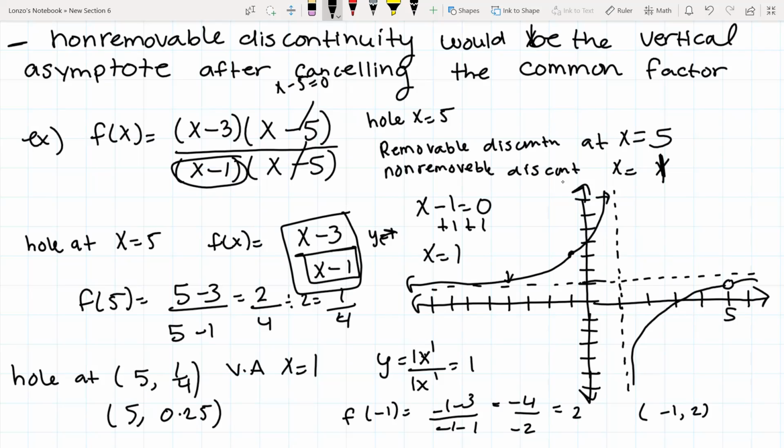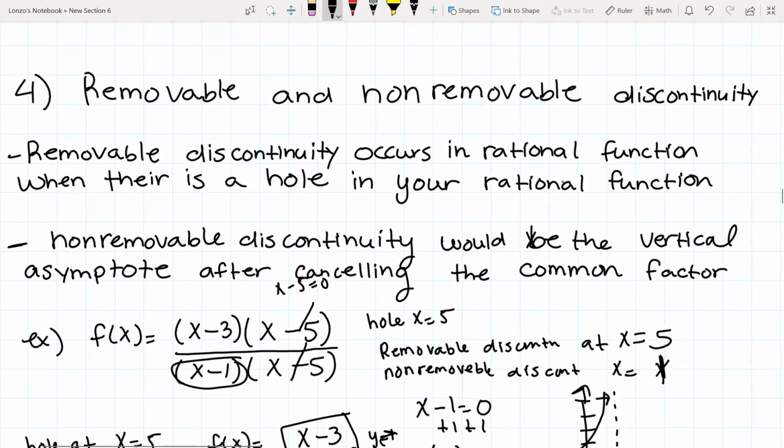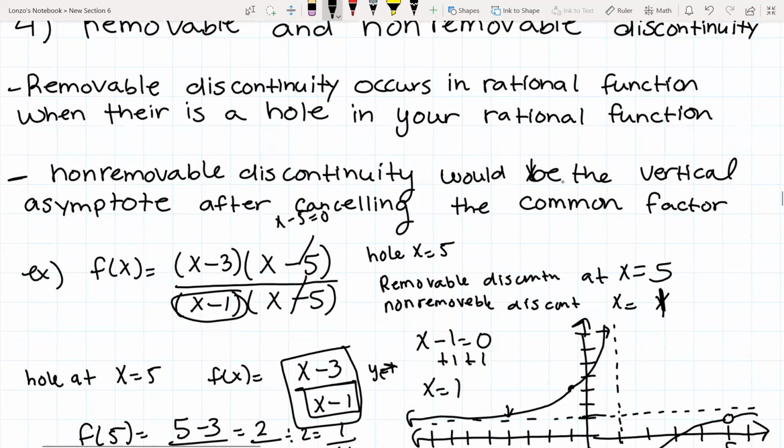So just remember, removable discontinuity is the hole, the x value of the hole, and non-removable is usually the vertical asymptote after canceling the hole. Okay, in the next section, we're going to go over problems involving continuity and discontinuity.